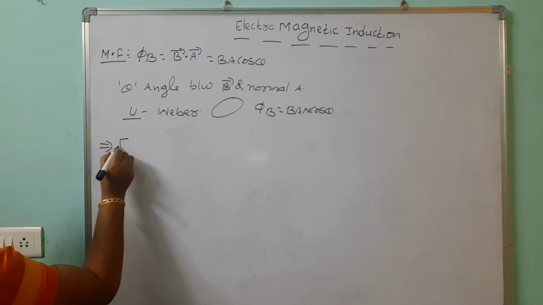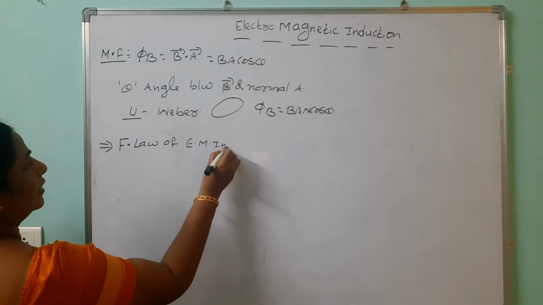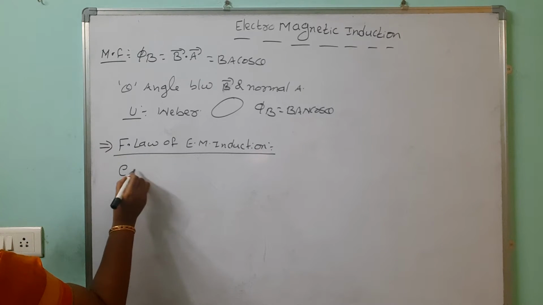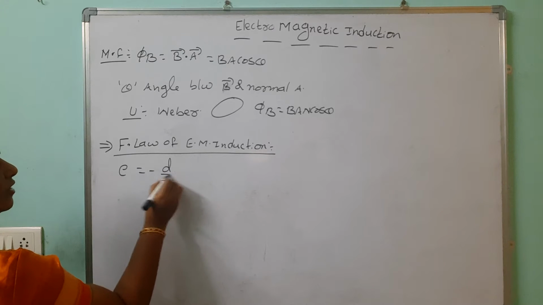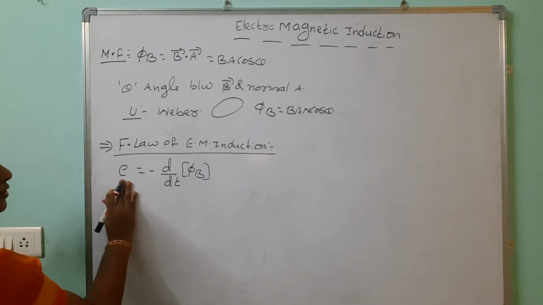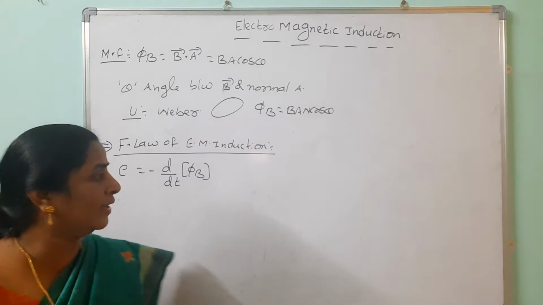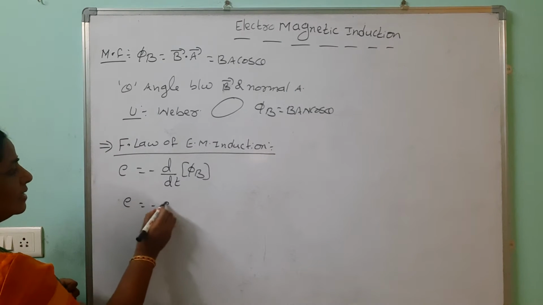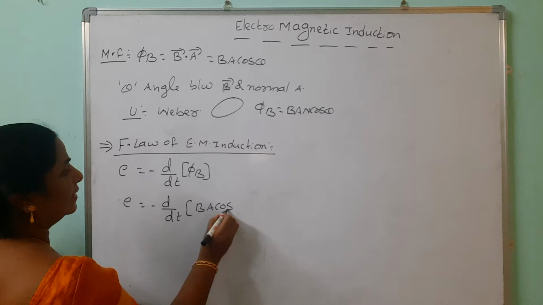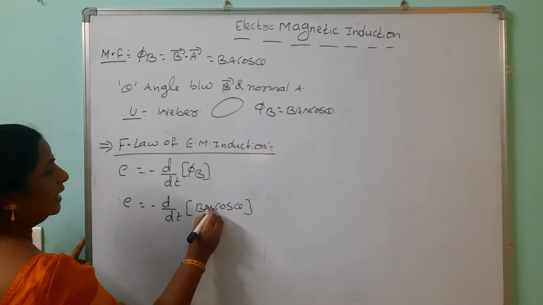Then coming to Faraday's Law of Electromagnetic Induction, he said that the electromotive force is equal to the negative rate of change of magnetic flux. That means the rate of change of magnetic flux produces electromotive force. This is also called the induced electromotive force. Now we can take E equals minus d by dt of, instead of magnetic flux, BA cos theta. If the number of turns is N, we can take BAN cos theta.